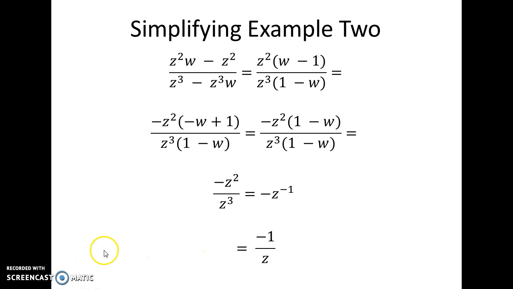Those are the examples I wanted to go over in this video. I hope you now understand how to factor and cancel out factors in rational expressions.